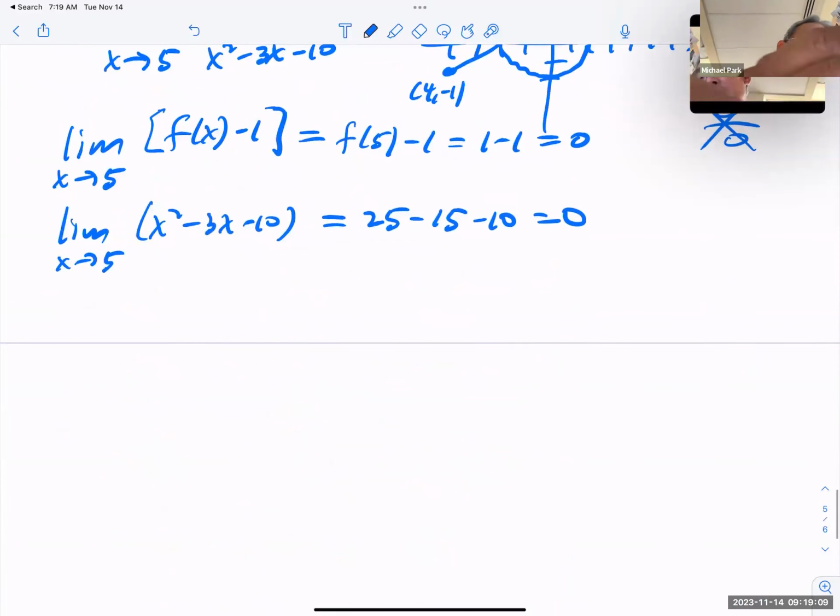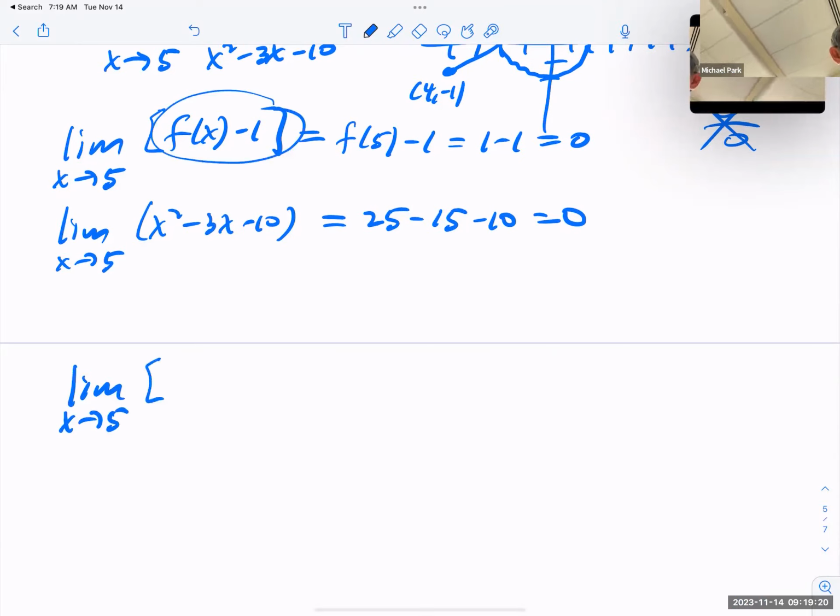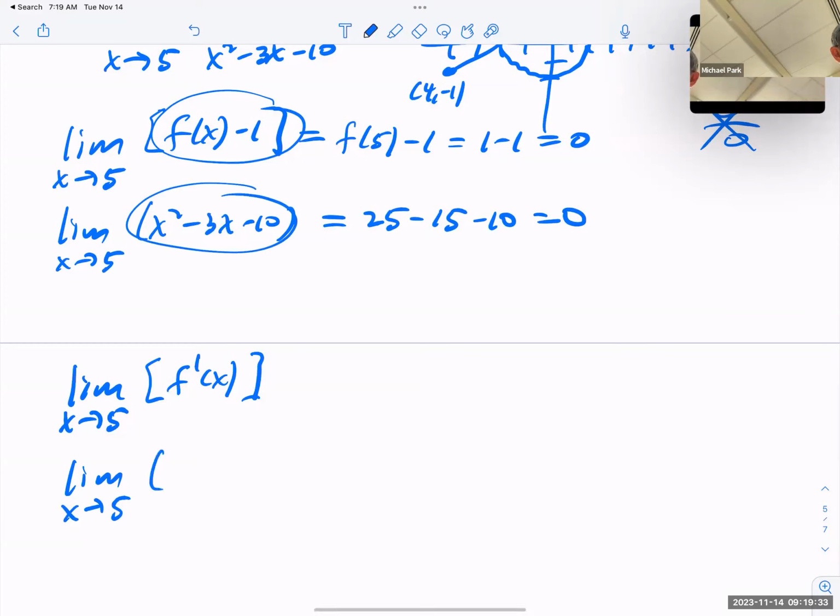So now, since it came out 0 over 0, you can use L'Hopital's rule. You take the limit as x approaches 5 of the numerator, which is f prime of x, and then we have to take the limit as x approaches 5 of the derivative of the denominator, which is 2x minus 3. So this one is equal to f prime of 5.